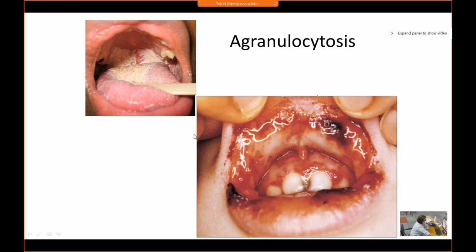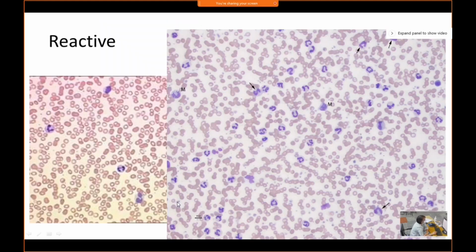You know that WBCs are the ones which fight infection. In this case, there is a specific deficiency of the neutrophils, and so there is no ability to fight infection. And patients present with multiple ulcers in the gums, in the lips, in the oral mucosa. And this is oral thrush, that is candidal or fungal infection of the oral cavity.